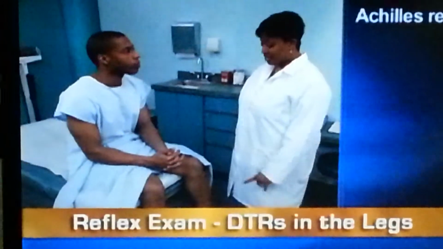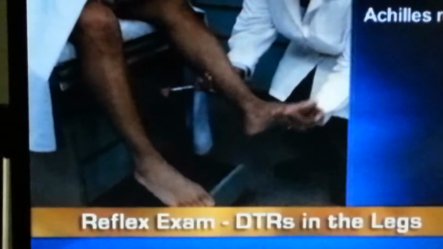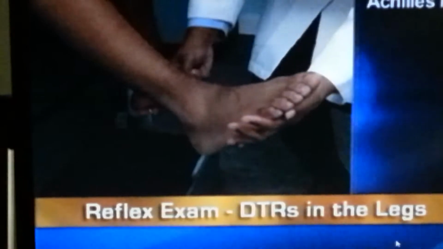Next, test the Achilles reflex. With the person's knee flexed and his hip externally rotated, hold his foot in dorsiflexion and strike his Achilles tendon. His foot should plantar flex against your hand.